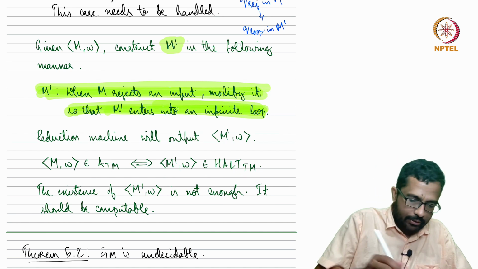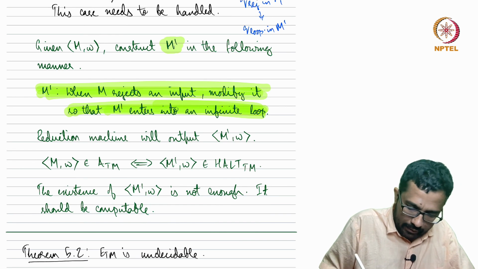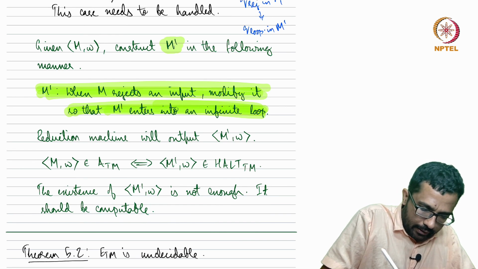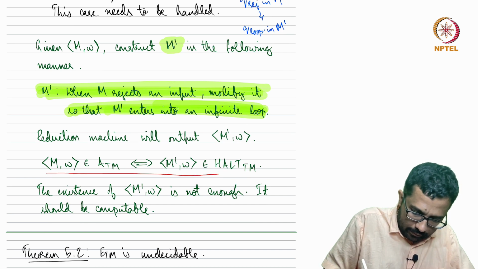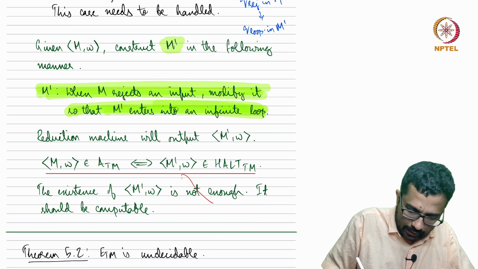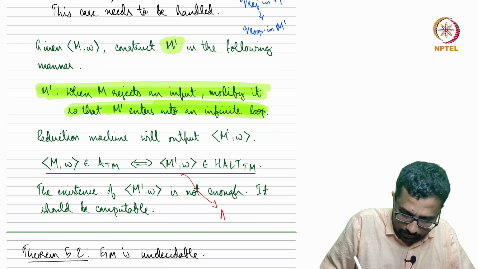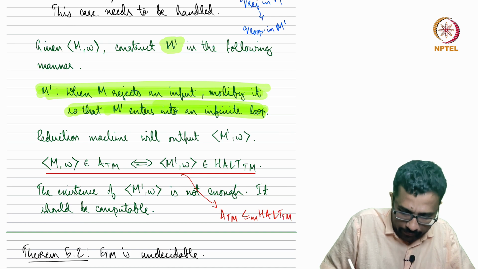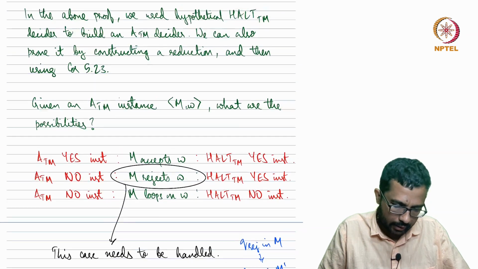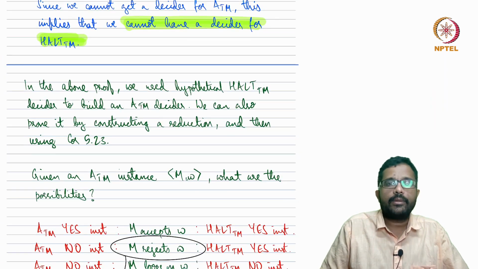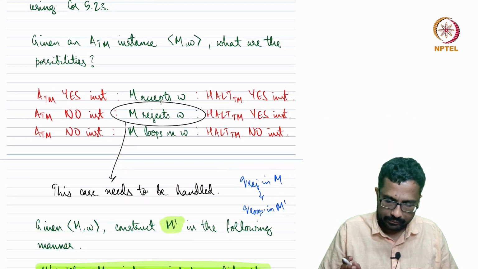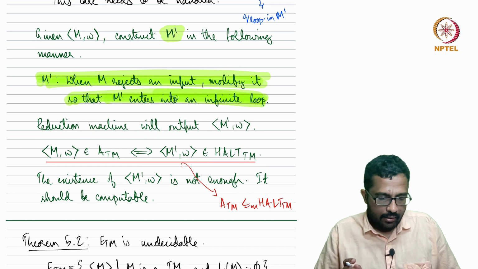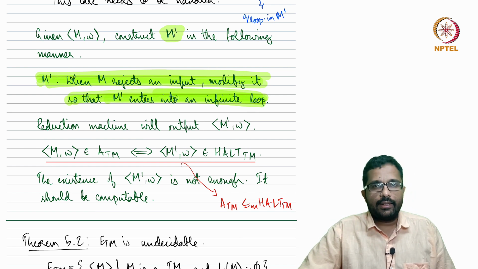Right? So this shows, let's use a different color, red, that ATM reduces to HALT-TM. I don't think I wrote it anywhere. This means that HALT-TM is undecidable. That's what we said at the beginning: if A reduces to B, and A is undecidable, then B is undecidable. So that's how we show that HALT-TM is undecidable.